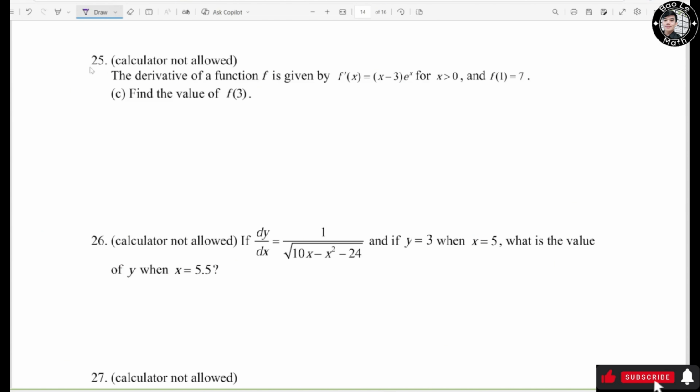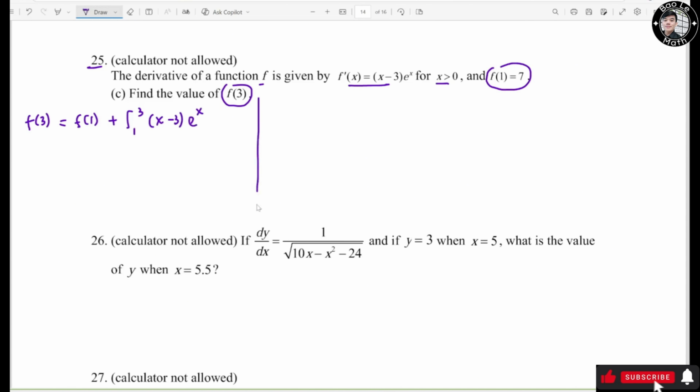Now let's move on to question 25. The derivative of a function f is given by this expression for s greater than 0. If f of 1 equals 7, then we need to find the value of f of 3. So we're going to use the fundamental theorem of calculus. We have f of 3 equals f of 1 plus the integral from 1 to 3 of (s minus 3) e to the s.